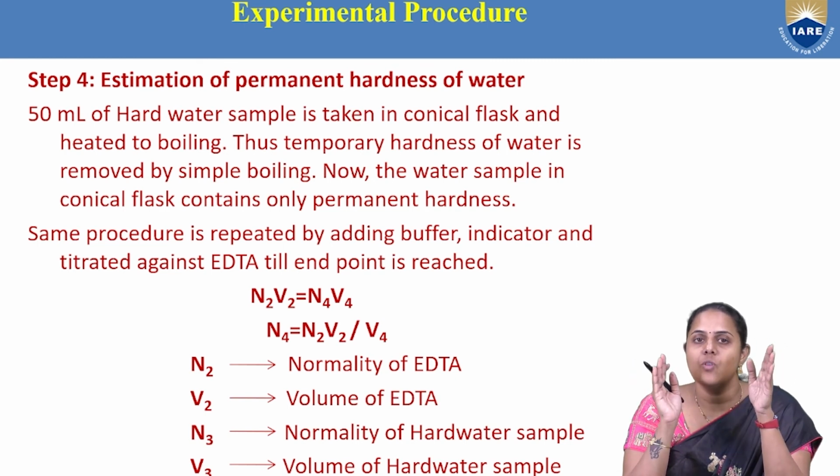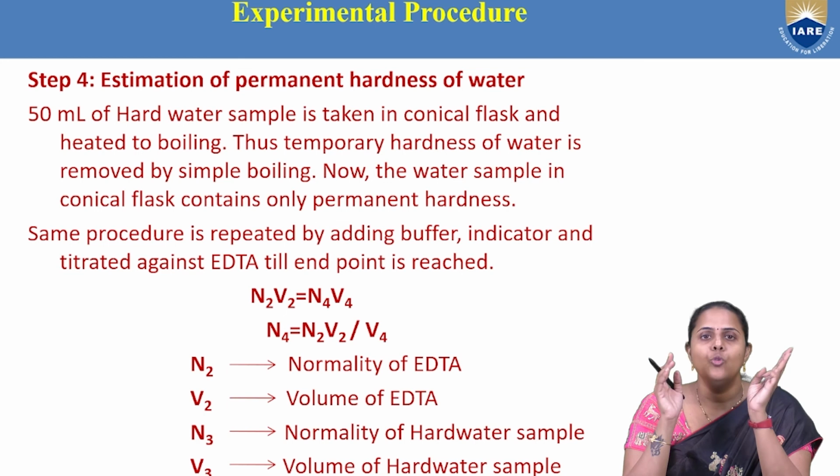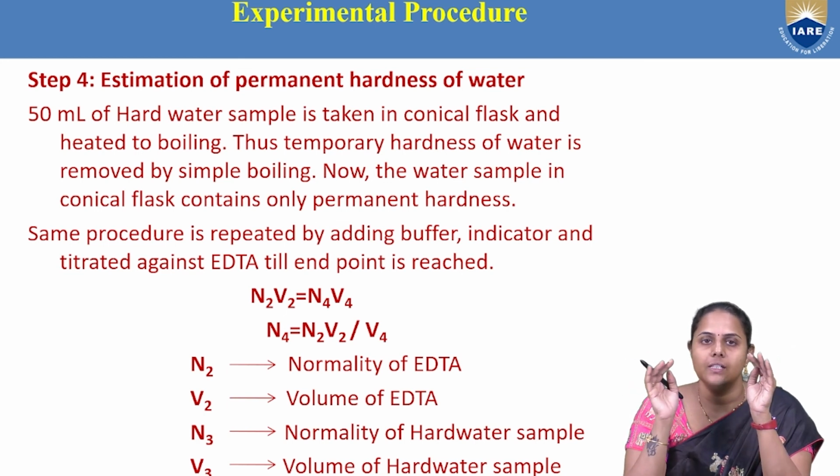So in the conical flask, what have we taken? 20 ml hard water sample. This sample contains only permanent hardness, because by boiling we removed temporary hardness. Water sample, buffer and indicator, and we will titrate it with EDTA. Once the blue color is reached, we will stop adding EDTA to the contents in the conical flask. We will take the burette reading, that is the volume of EDTA consumed.